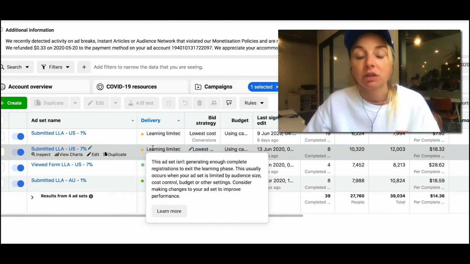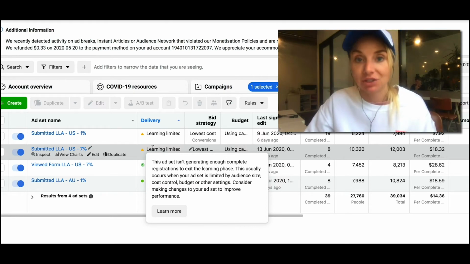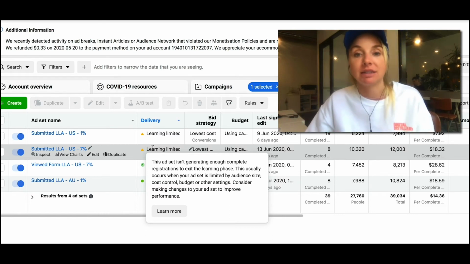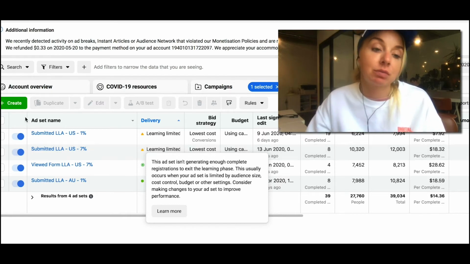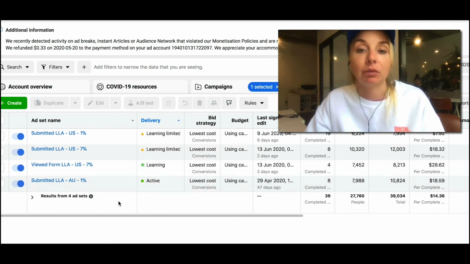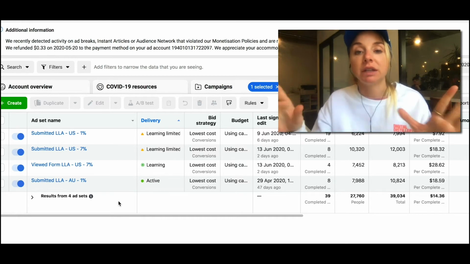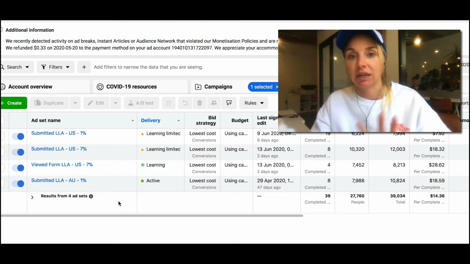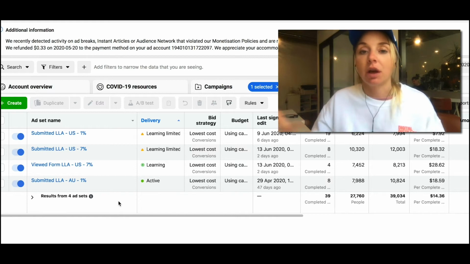Now, it's important to understand that if you are running a conversion CBO campaign, so campaign budget optimization campaign, or ABO, so ad set budget optimization, there are different ways of approaching this. So think about it like this. What you're looking at here is a CBO campaign, which means I've set my budget at the campaign level. That was when I told Facebook, here's the budget that I'm willing to spend every day. And then Facebook essentially decides which ad sets it's going to spend that money on. It's giving Facebook a lot more freedom.